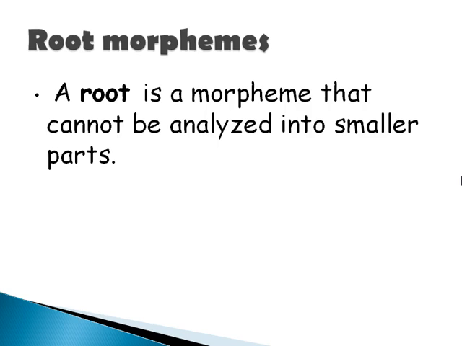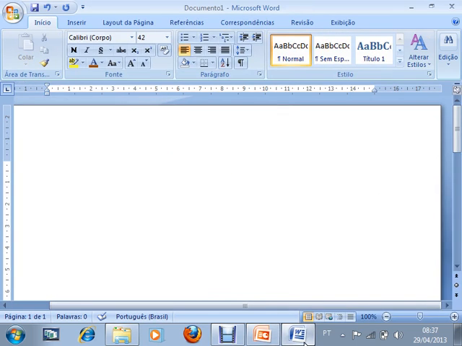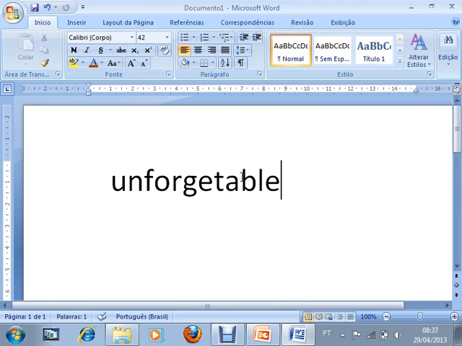Forget is a morpheme that is free and which is a root because I cannot split the word forget. If you take the word unforgettable, we have to split this word into smaller units. So let's start. Which do you prefer, from beginning to end or from end to beginning? Let's go from beginning to end.